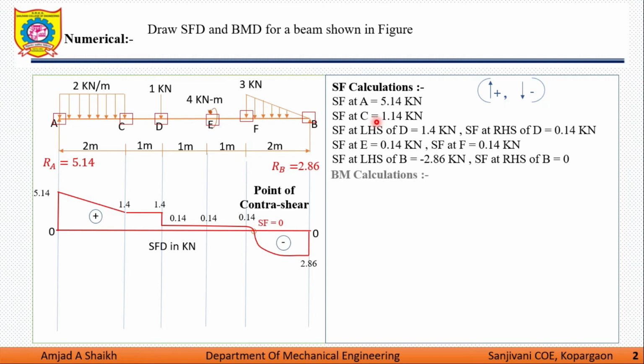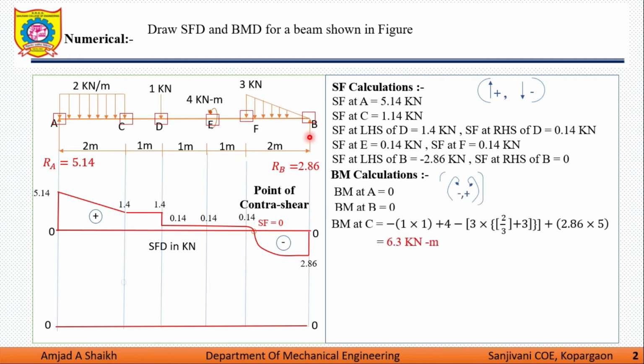And moving to BMD, clockwise moment negative, anti-clockwise moment positive. Bending moment at points A and B is 0 because the support resists the bending moment. Bending moment at point C. So we are considering the right hand part of C, 1 into 1, clockwise in nature. Then this is itself a moment, 4 kilonewton meter, which is anti-clockwise, positive.